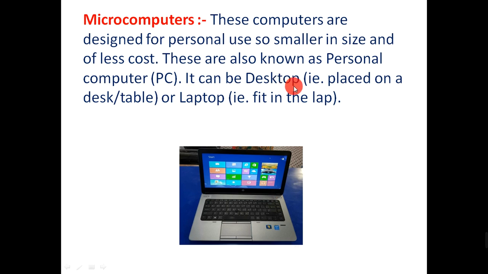So desktop means the computer that can be placed on the desk. In desktop computer you can see different monitor is there, keyboard is also separated, mouse is also separate, and there is one CPU cabinet also. So all these things are separately kept in desktop computers.